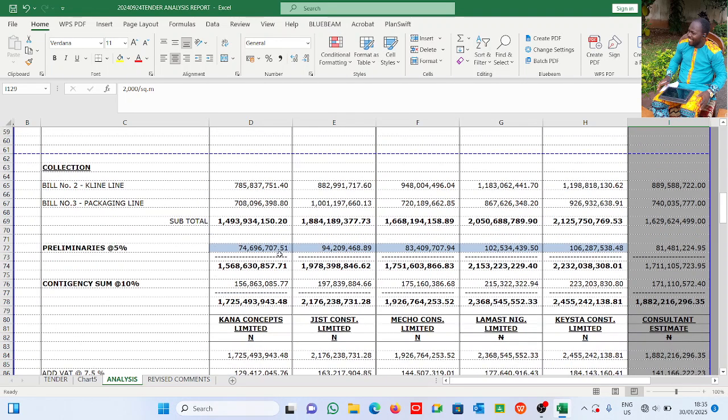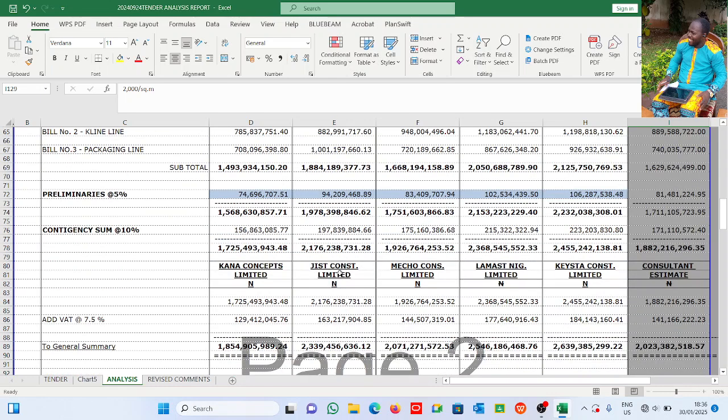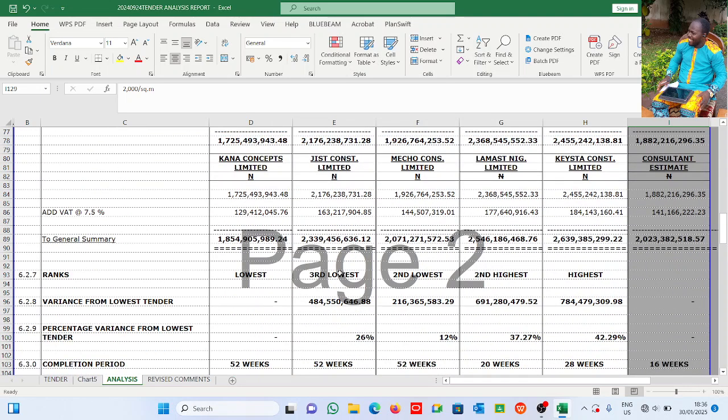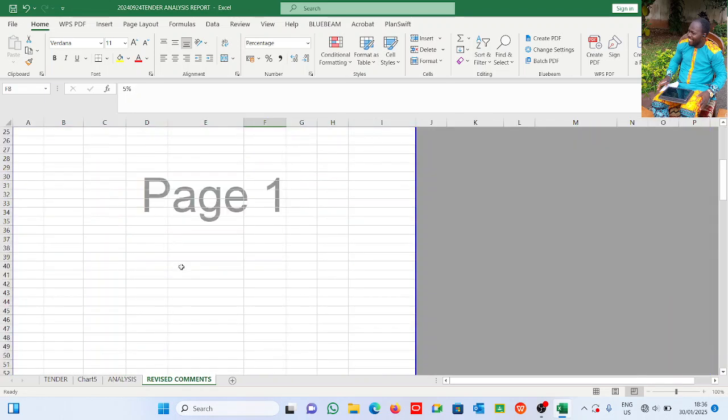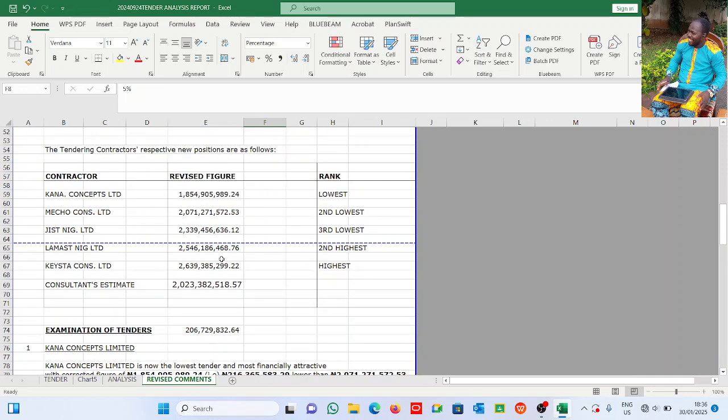Once you tabulate them and you apply everything you need to apply, you get your figure, you rank them, you find the variance and the percentage variance. Now this is another table. The tendering contractors' respective new positions are these. Which is Canal Concept, which is this, because this price has been revised. This also has been revised, but these remain the same.